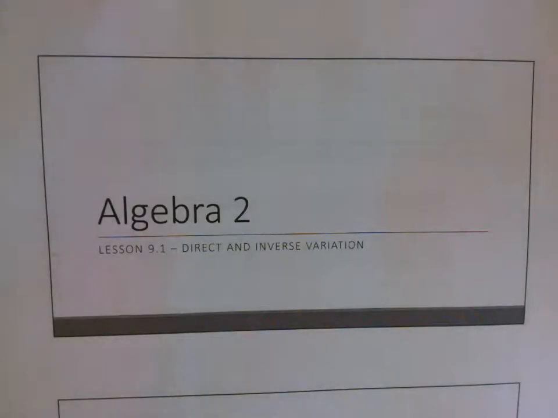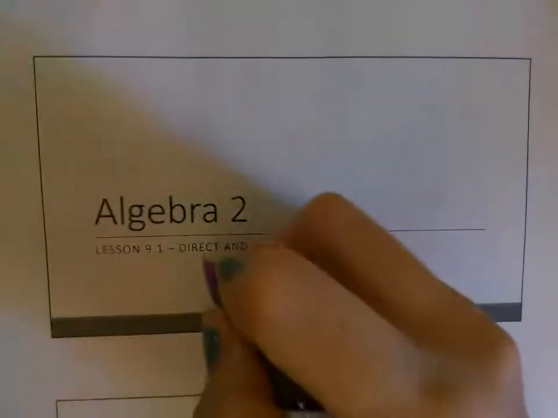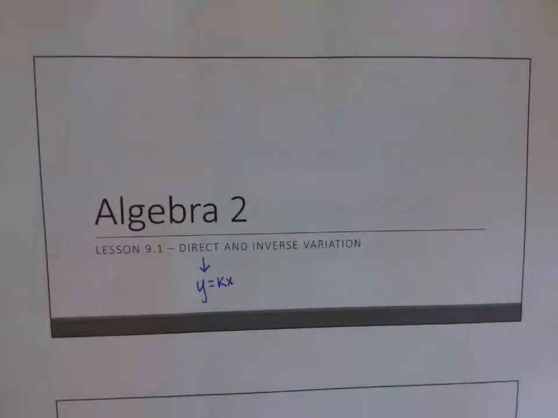Hey everyone, we are going to kick off Unit 9 today by talking about direct and inverse variation. Direct variation we actually did talk about back in Unit 2. Direct variation is when you have something that looks like this, y equals kx, and k is a constant.